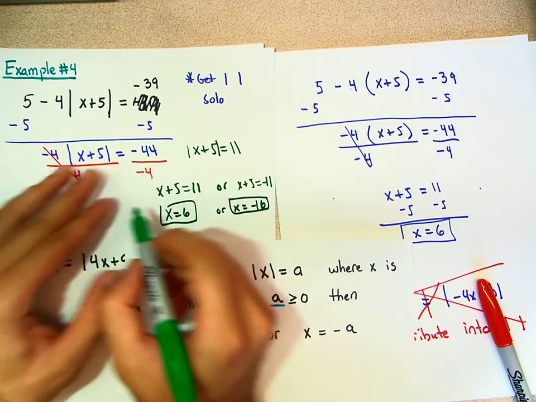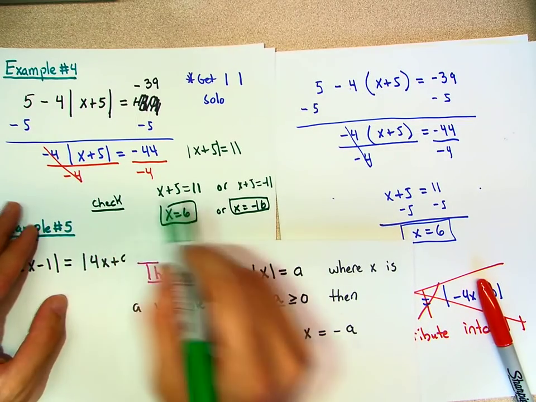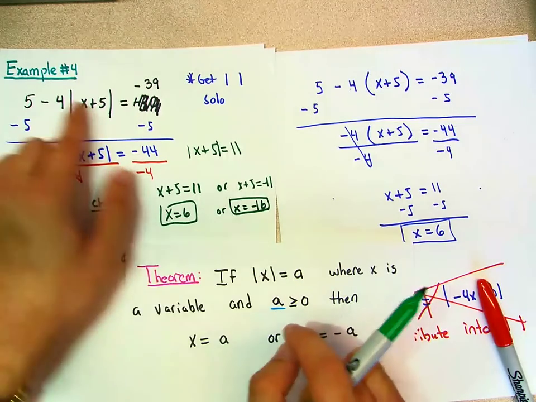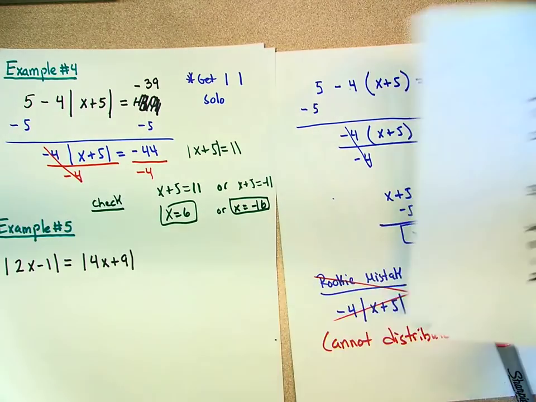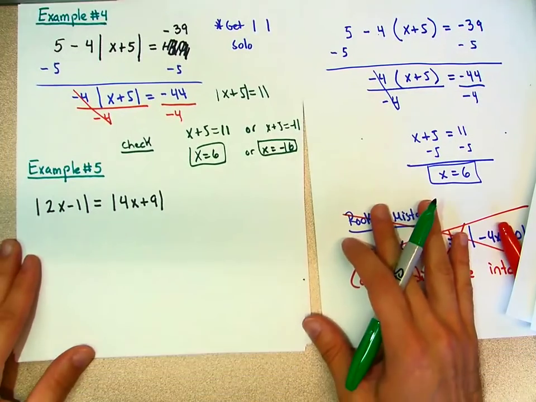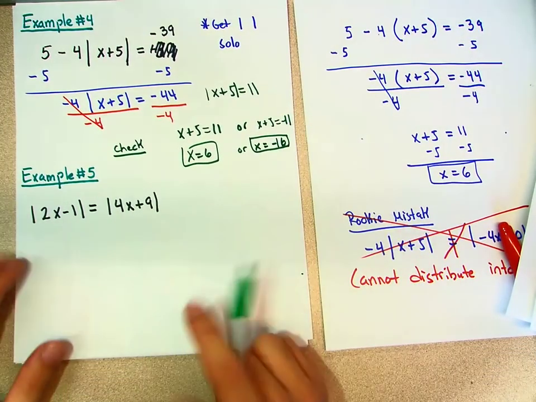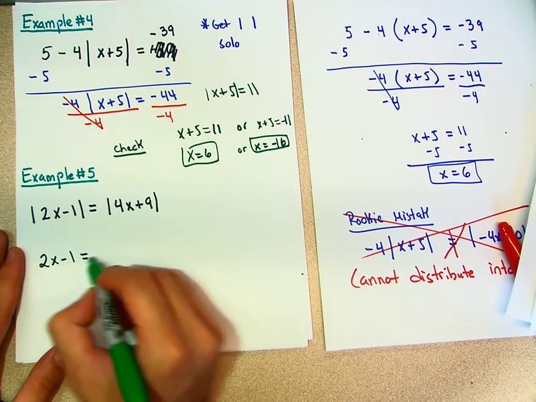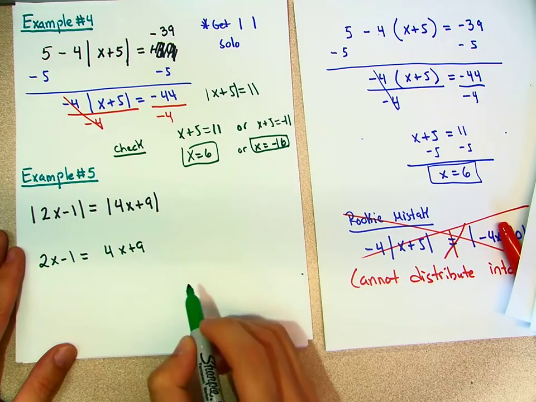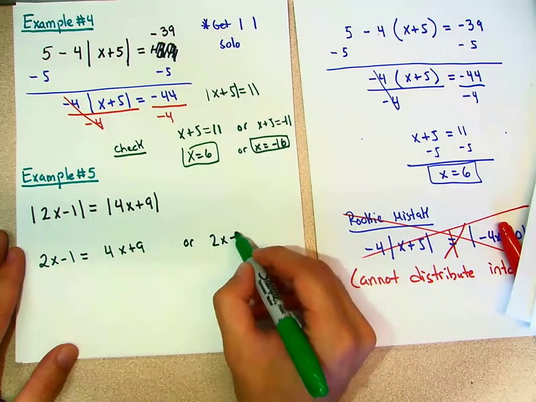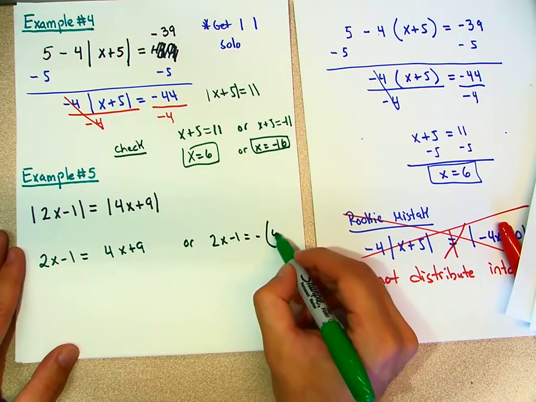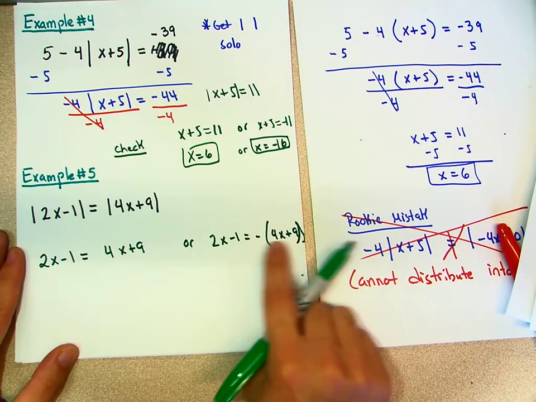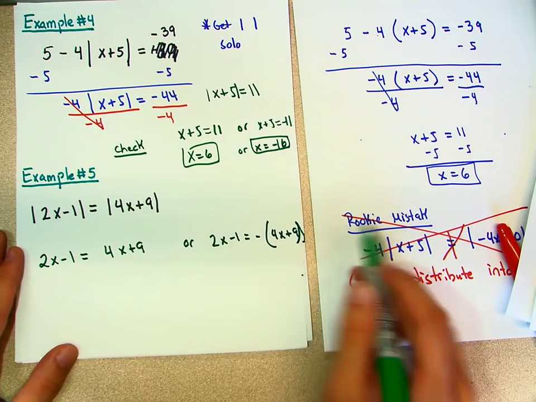And what I want you to do is check it. Check to see that when you plug in 6 into the original, it works, and when you plug in negative 16 into the original, it works. Okay? Let's see. For this question here, the absolute values are solo. Basically, what you can say is 2x minus 1 is equal to 4x plus 9, or 2x minus 1 is equal to the negative version of 4x plus 9. And then now, you distribute the negative into here, solve for x.